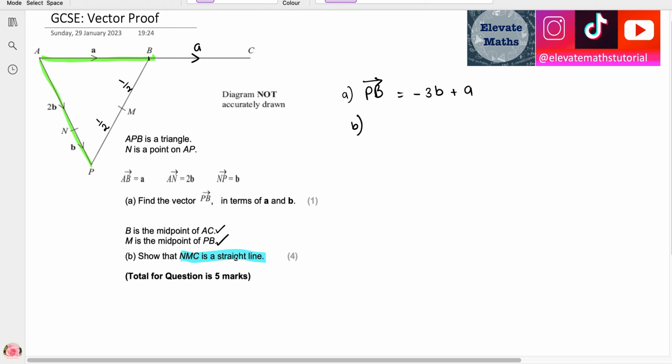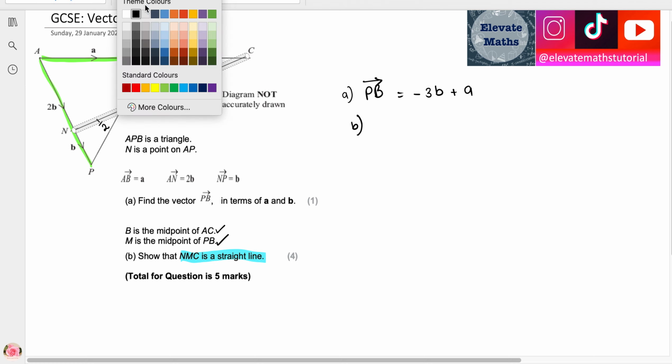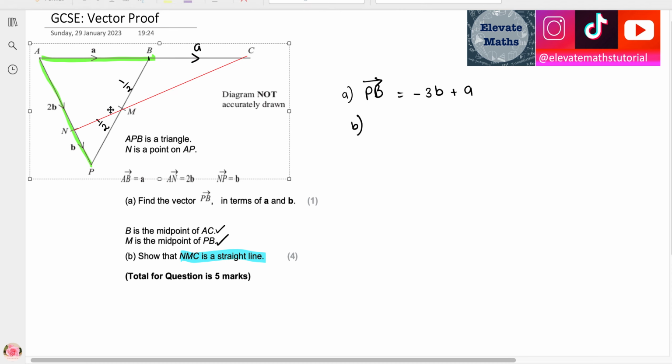Show that NMC is a straight line. So the line that they're asking us to show that it's a straight line is N to M to C. Okay, so something like that. The diagram is not an accurate diagram, so we're not going to have the line smoothly going through it, but we know what we need to prove.